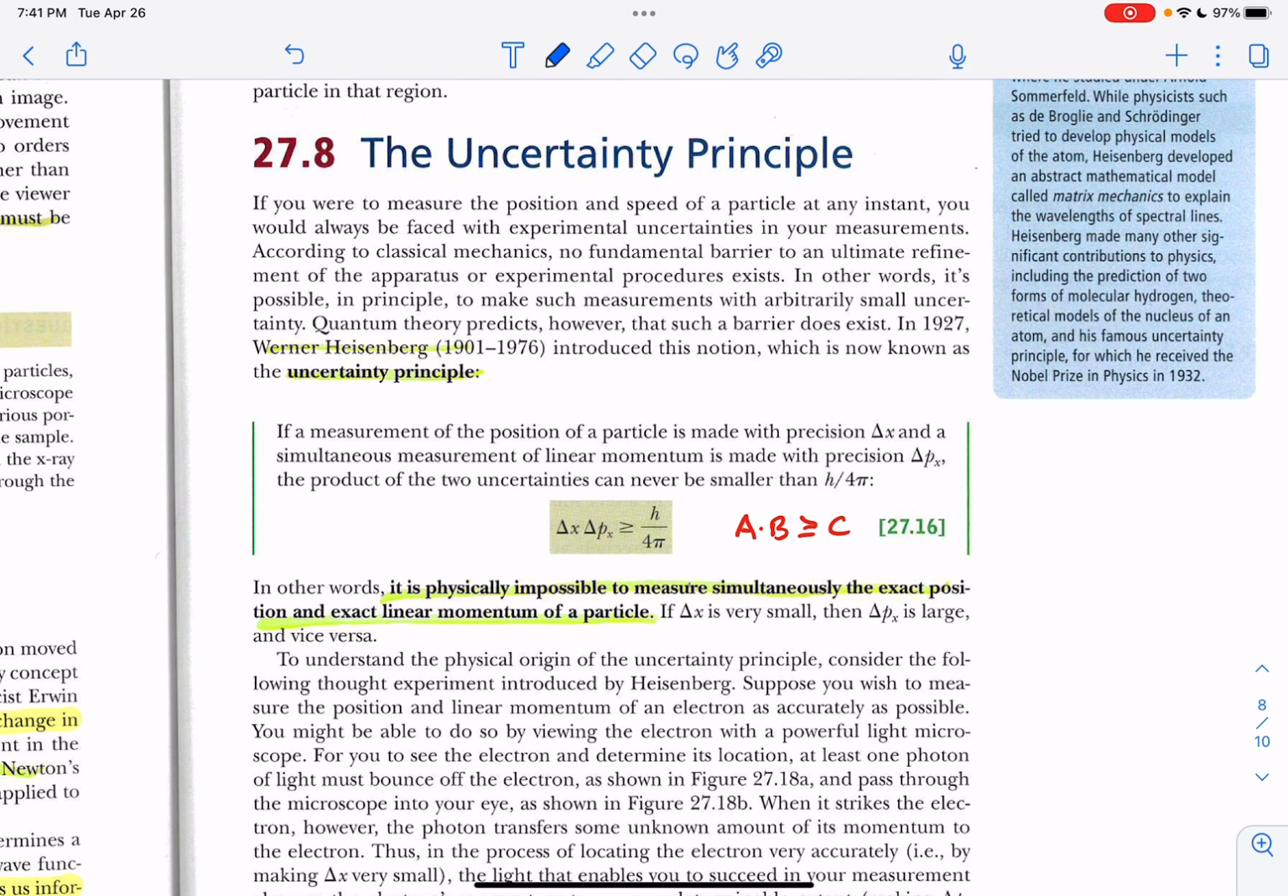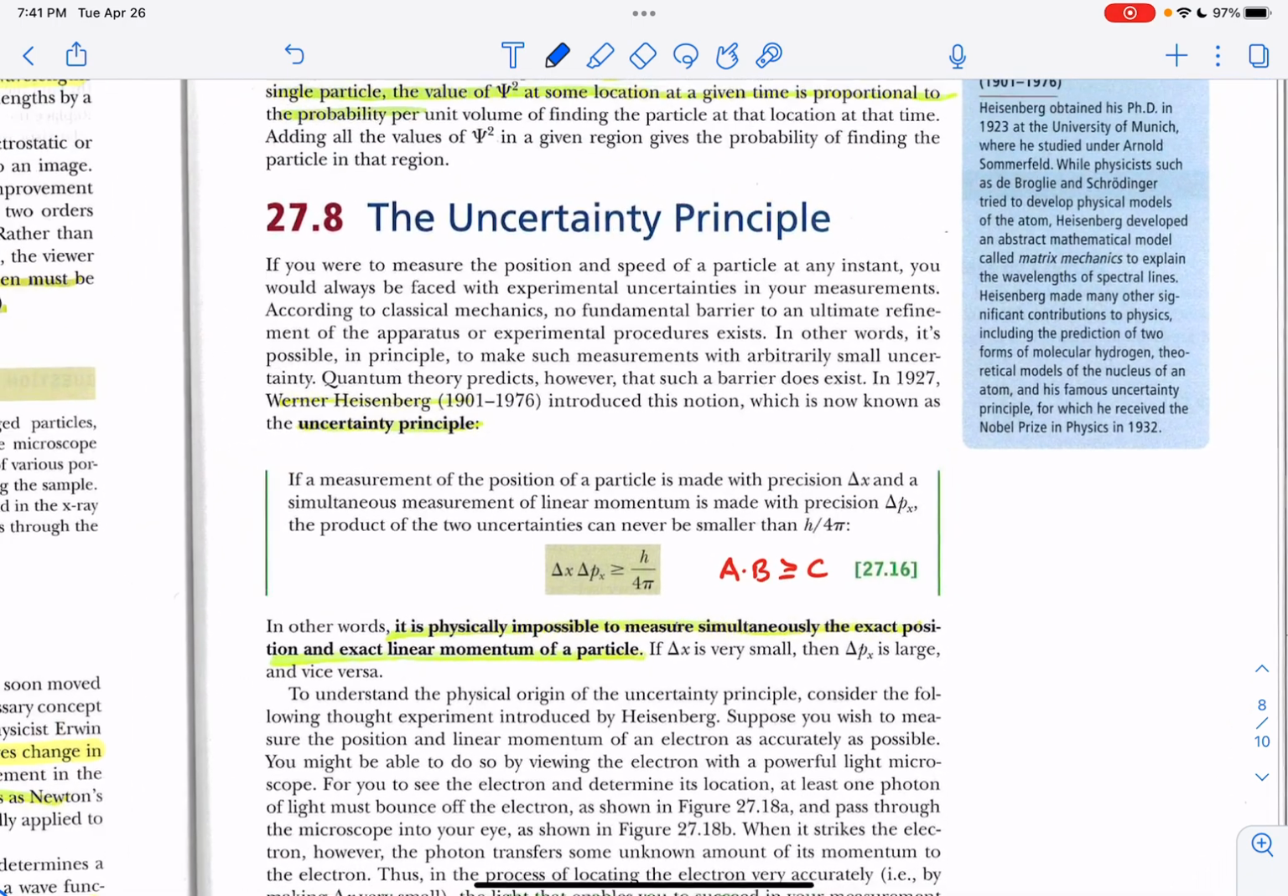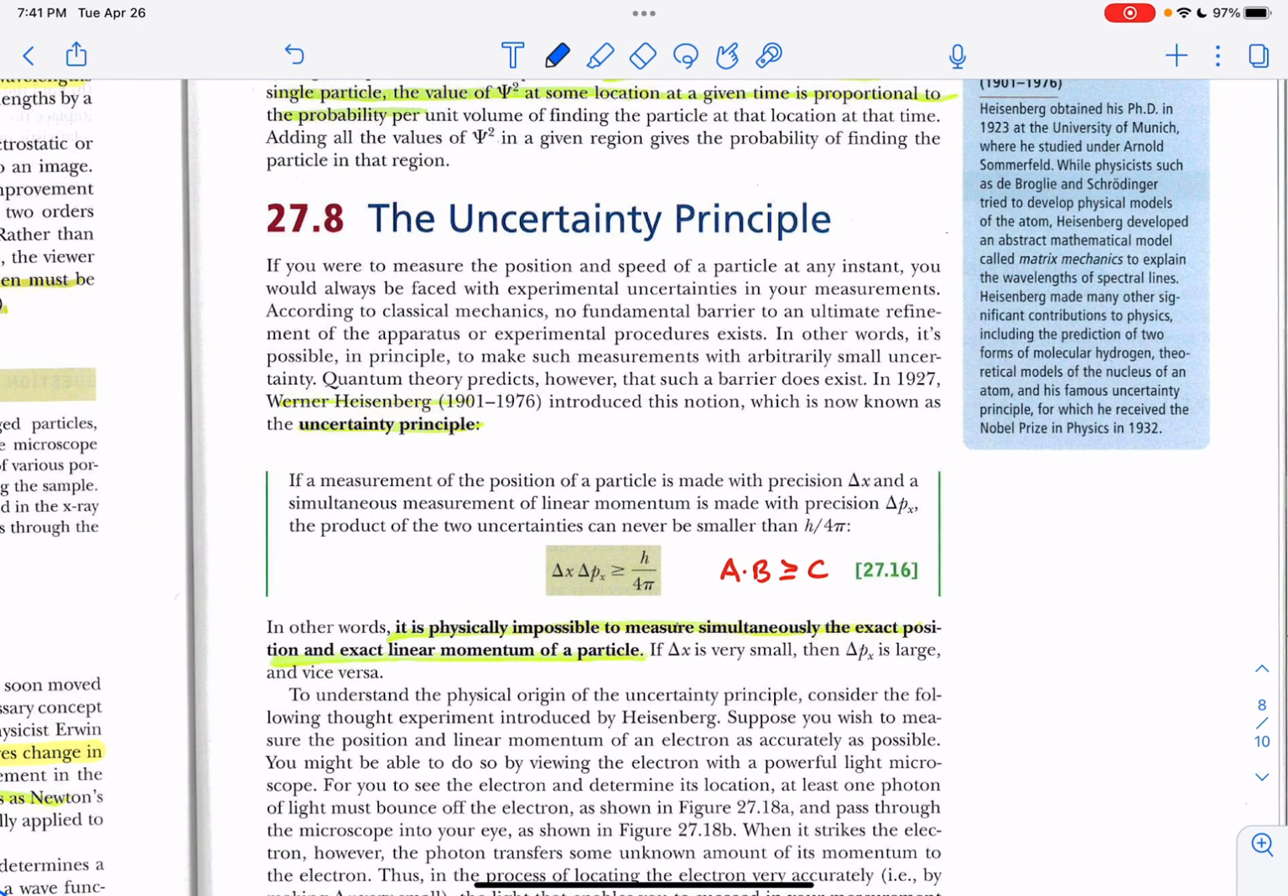The last thing in this chapter is to talk about what is called the uncertainty principle. And the uncertainty principle is not the idea that we're uncertain what the principle is. The uncertainty principle is that, as a matter of principle, the act of measuring inherently has some degree of uncertainty.